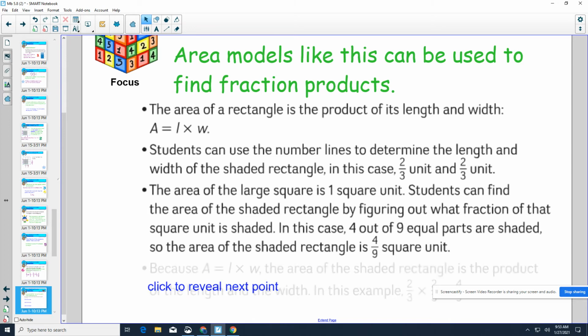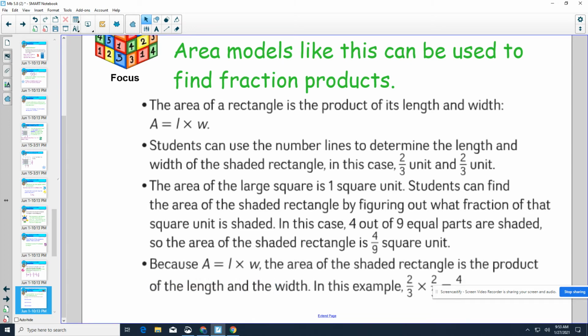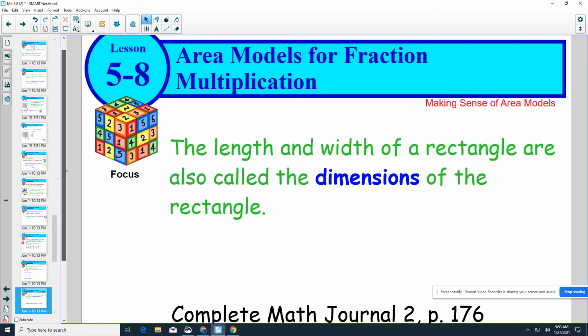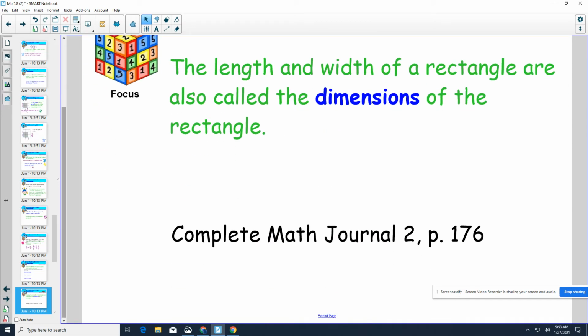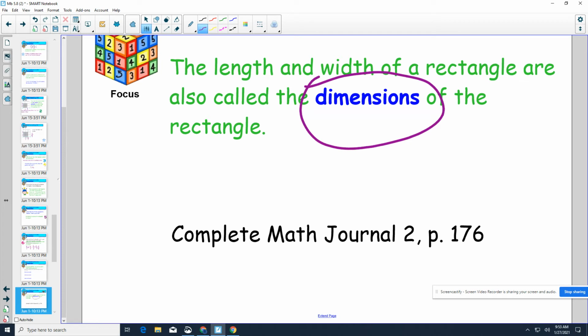You can also think about length times width. The area of the shaded rectangle is the product of the length and the width. In this example, 2/3 multiplied by 2/3 is 4/9. So the length and width of a rectangle are also called the dimensions of the rectangle. That's important because you may see this word come up and wonder, dimensions, what are you talking about? Maybe a little confusing. But dimensions simply means the length and the width, the measurements of a shape.